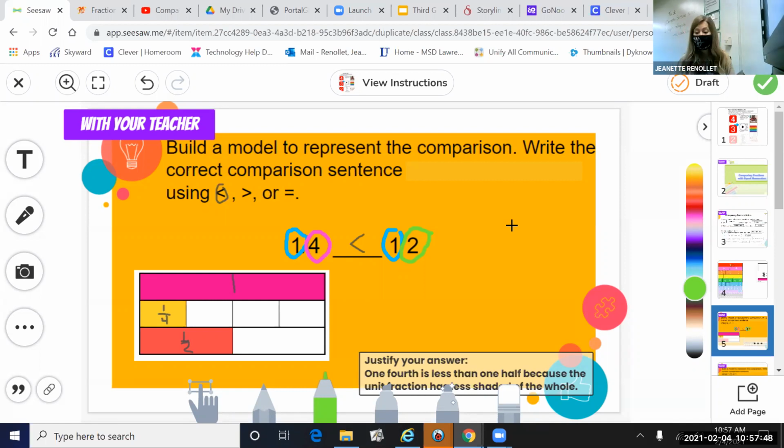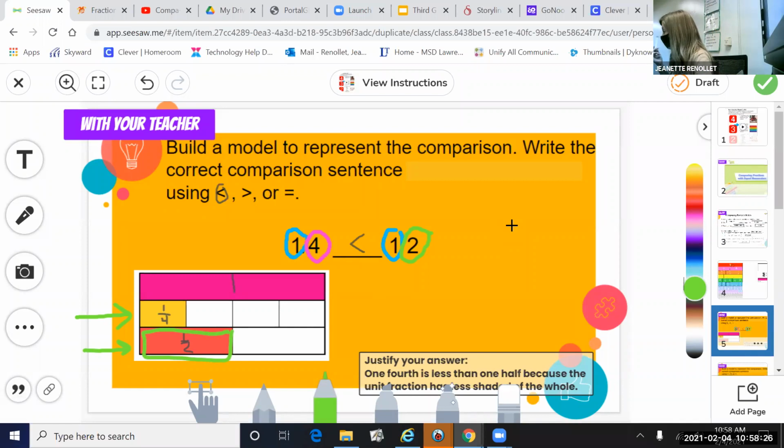Look closely at the model. I see 1/4 right here. This is my 1 whole at the top. Miss Sharp has built 1/4. And she put it next to 1 whole. Then she built 1/2. She put it next to the model so we can compare them. I see with my eyes that this bottom model is bigger. 1/2 is greater than 1/4.